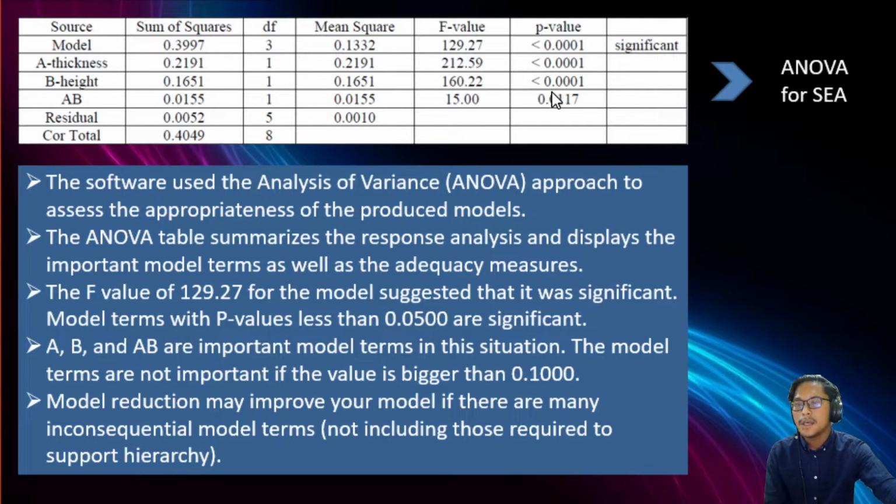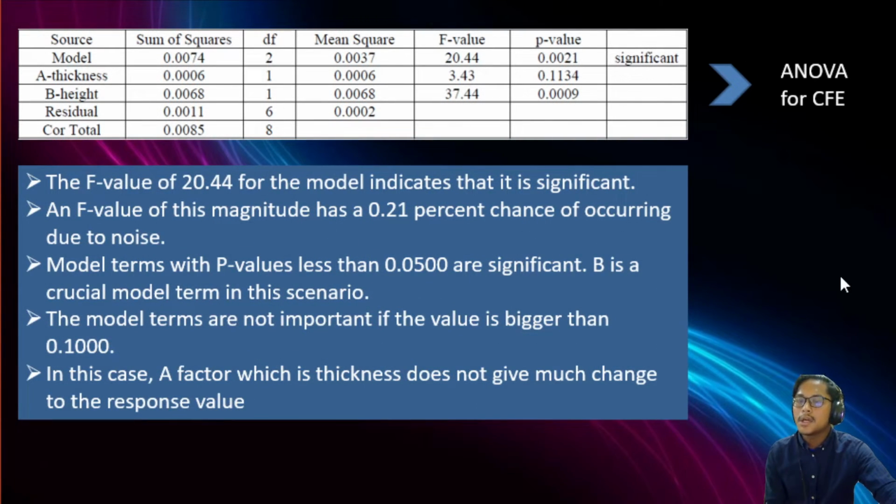This is the ANOVA table for SEA. This table shows the F value of 129.27 for the model, which suggests that it is significant. Model terms with P values less than 0.05 are significant. For this table, A, B and AB are important model terms in this situation. The model terms are not important if the value is bigger than 0.1. Model reduction may improve your model if there are many inconsequential model terms, not including those required to support hierarchy. This table shows the ANOVA for CFE.